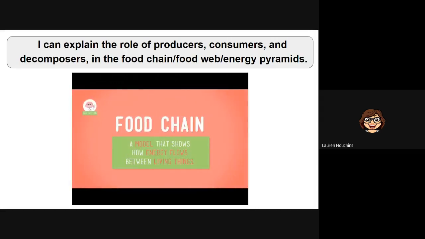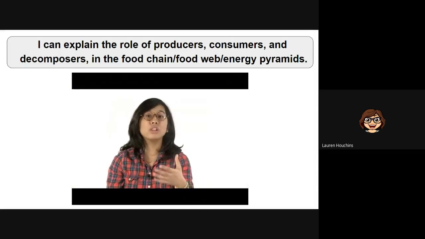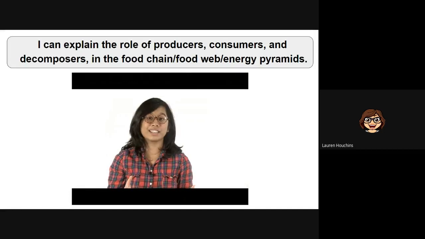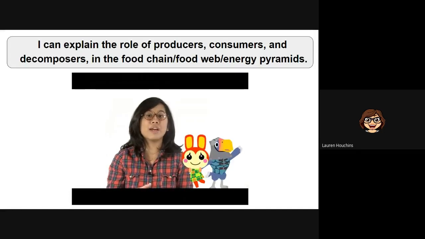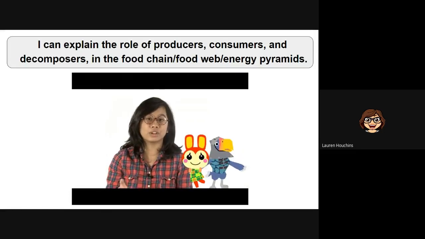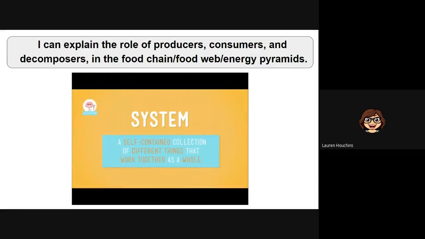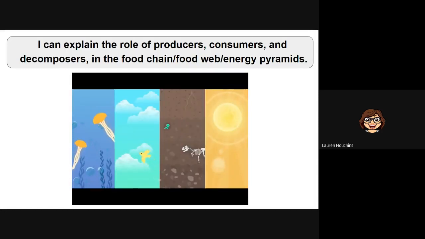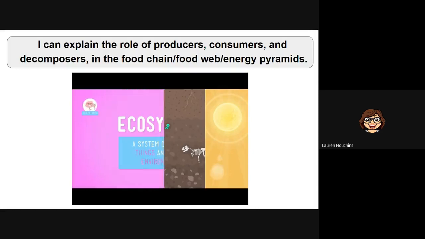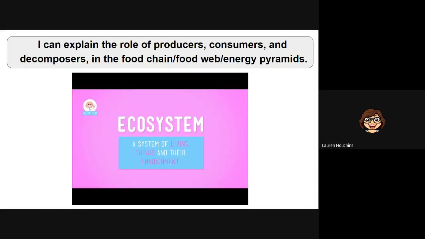A food chain is a model that shows how energy flows between living things. You can think of animals and plants in the same food chain as all living in the same neighborhood, which scientists call a habitat. And they all have a job to do, interacting with each other day in and day out. Together, they form a kind of system, a self-contained collection of different things that all work together as a whole. And they also interact with the non-living stuff around them, like the water, the air, the ground, and the sun. Put it all together, and what do you get? A special system called an ecosystem.